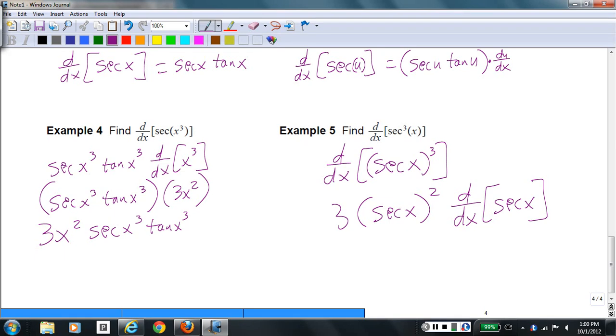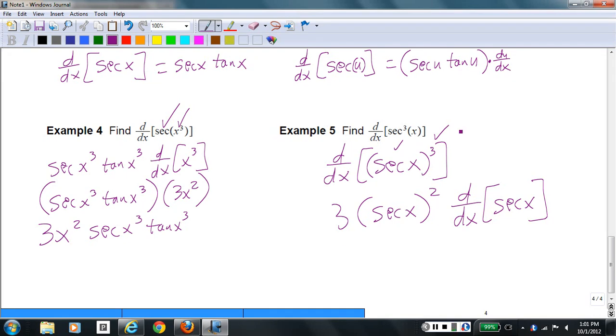It's a role reversal. Basically, it's composition of functions, but I'm reversing the order of the composition. Rather than cubing first and then taking the secant, I'm taking the secant first and then cubing. And so the outer function is now the cubing function.